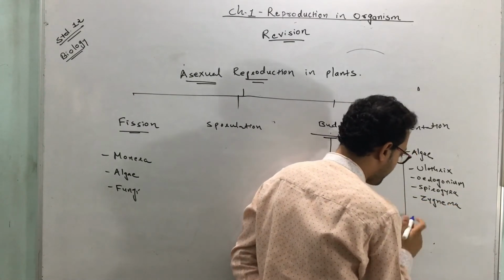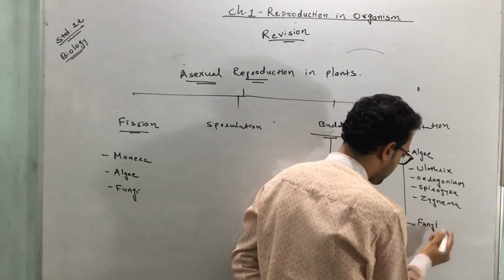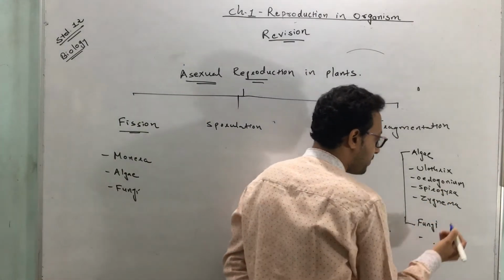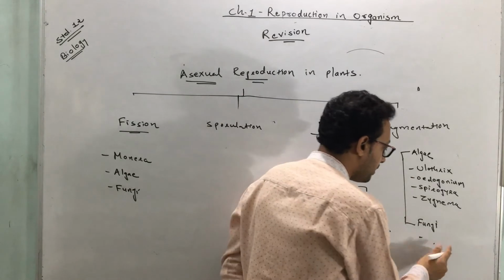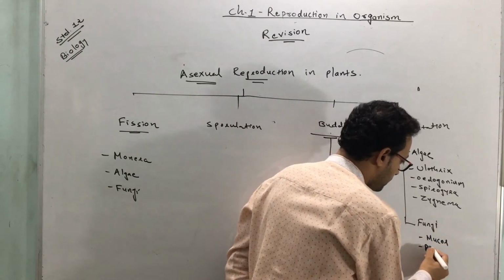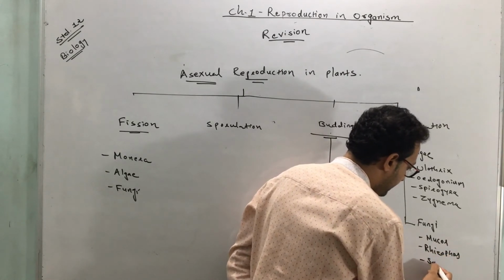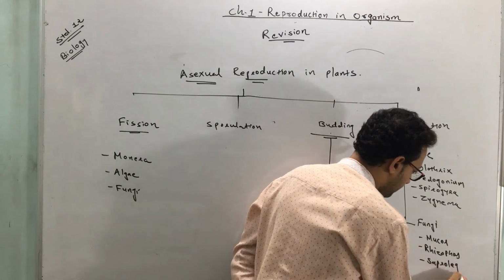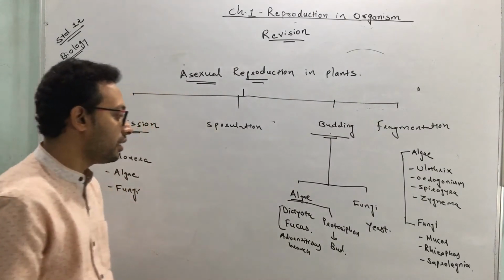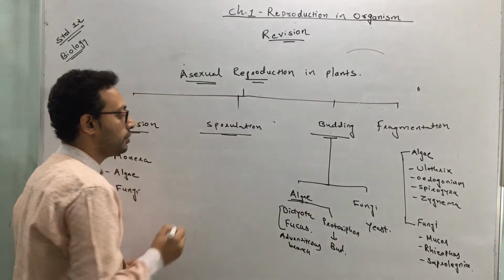And fungi can also reproduce this way. Which fungi can reproduce by the fragmentation method? The fungi which reproduce by fragmentation are Mucor, Rhizopus and Saprolegnia. They reproduce by fragmentation. Okay, so this is the fragmentation method, and the last is by formation of spores.